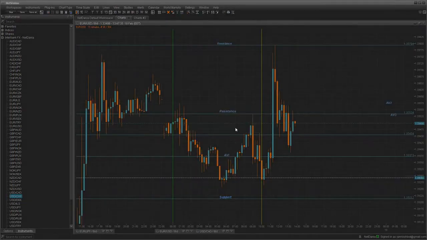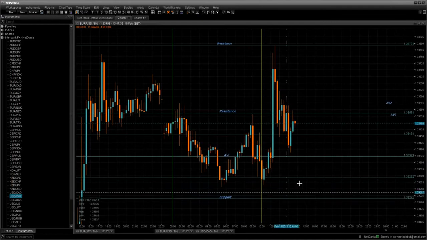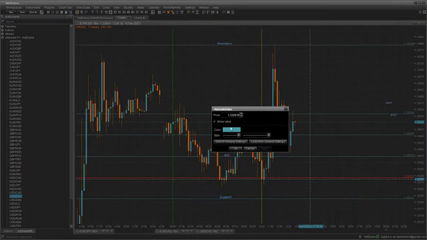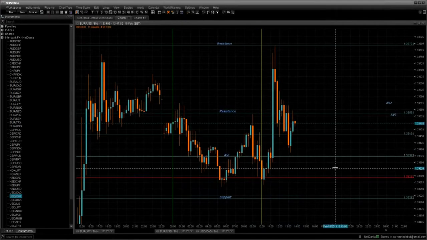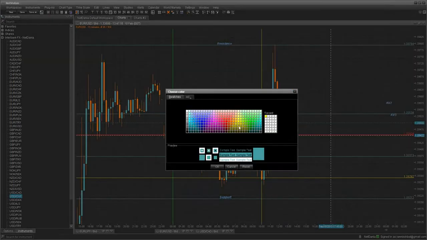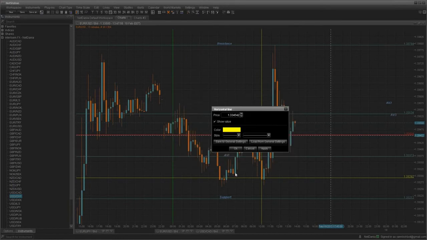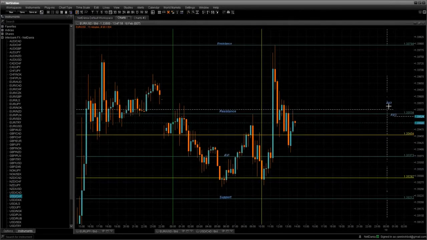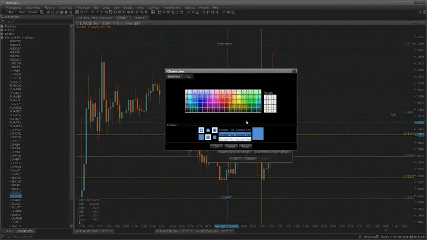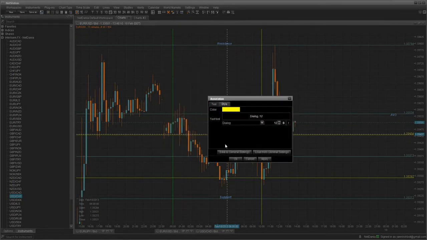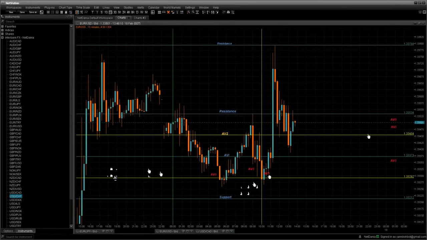Here we go. Okay, so let's set these lines so that everybody can see. Sorry if I'm taking long. This is for your own good.